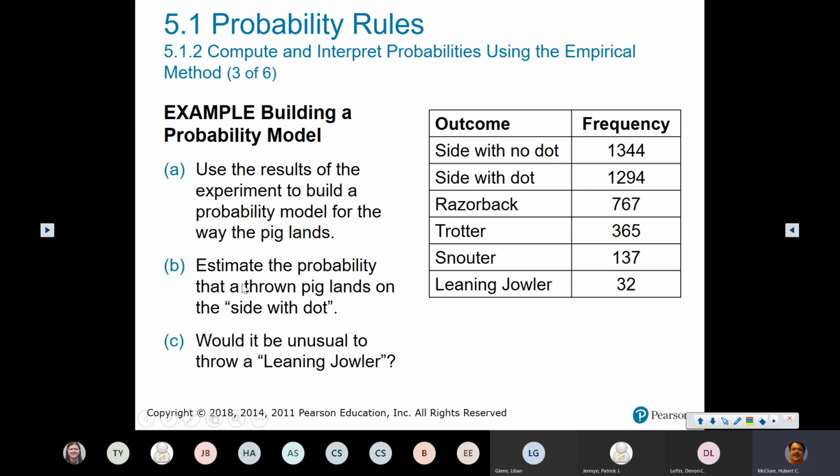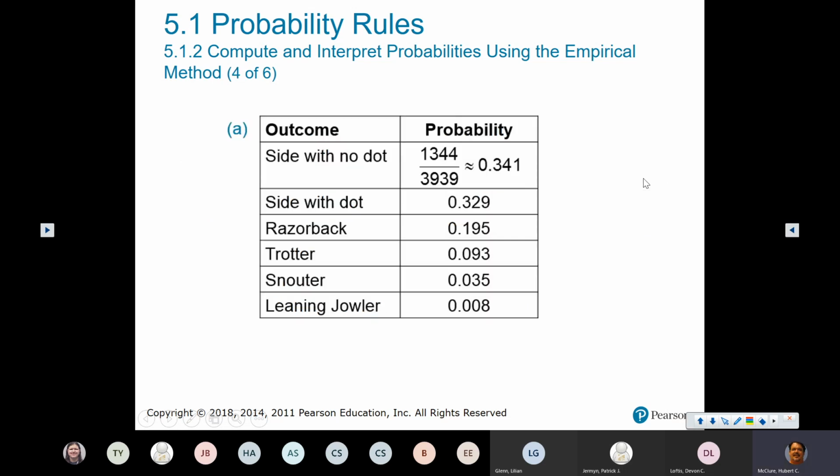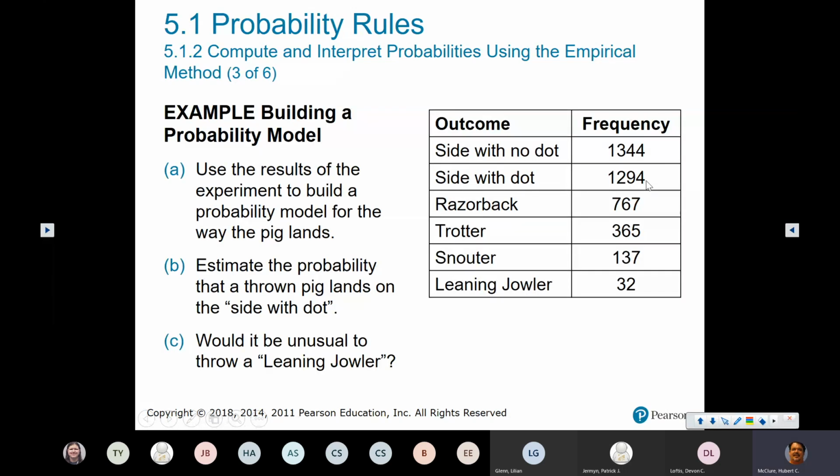Estimate the probability that a thrown pig lands on the side with a dot. That would be 1294 over 39 whatever. Would it be unusual to throw a leaning jowler with 32 over 3,900? Yes, it would be unusual.